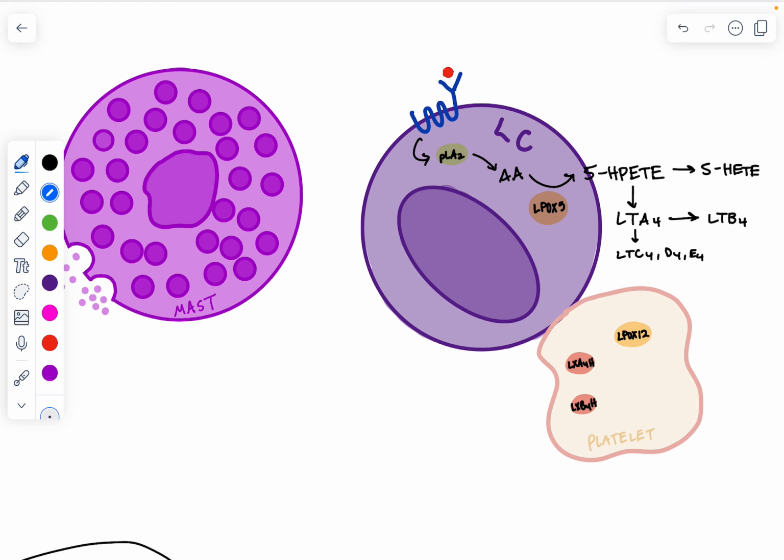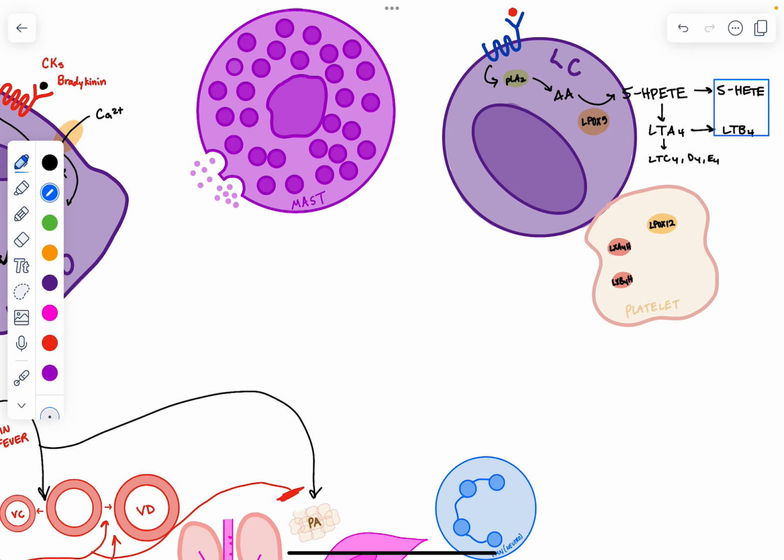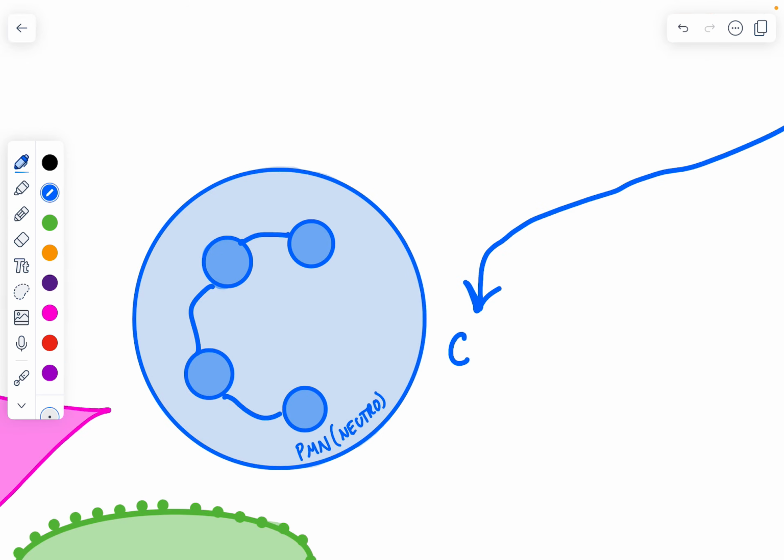So the first ones I want to bring to your attention in terms of what they do to the body are 5-HETE and leukotriene B4. These two mediators actually act mostly on neutrophils. So these two mediators will cause neutrophil chemotaxis as well as neutrophil activation. So I'm going to put chemotaxis and activation.